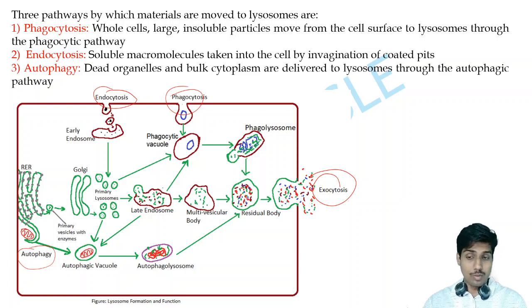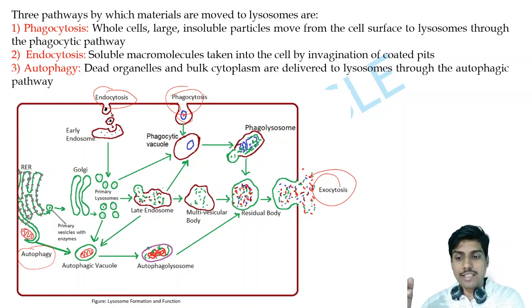Okay, so let's go one by one. The first one is phagocytosis. What happens in phagocytosis is that the plasma membrane forms a pouch where the foreign or microbial bodies come into contact with the plasma membrane, and it just engulfs them, it phagocytoses them, right? Once it phagocytoses them, it forms a phagocytic vacuole inside the cytosol.